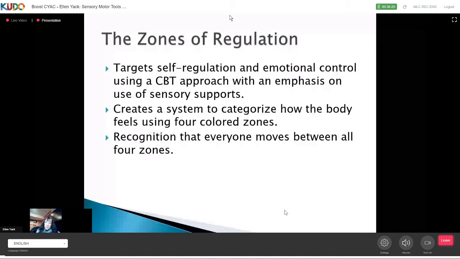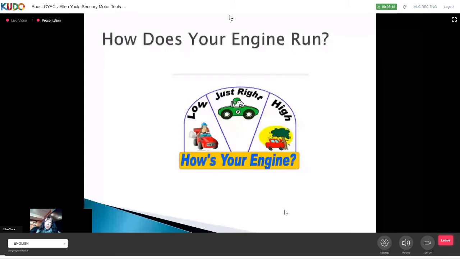It creates a system to categorize how the body feels using four colored zones. And there's recognition that everyone moves between all four zones. So it's not the hierarchy like the 5-point incredible scale, because you recognize you can go to the red zone, and on the 5-point incredible scale, you don't want to go there. So these are just some pictures of those programs.